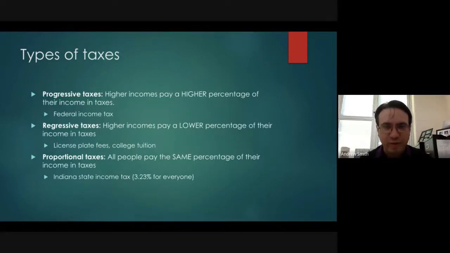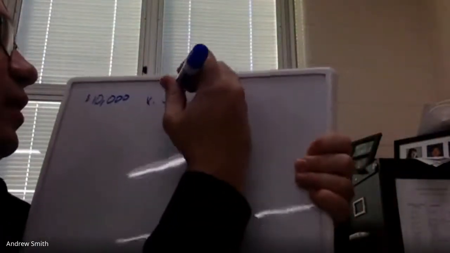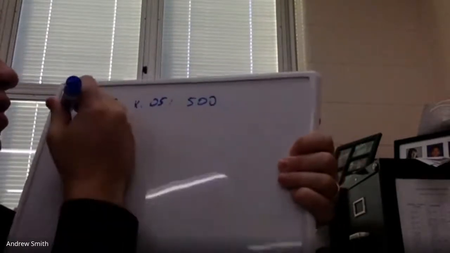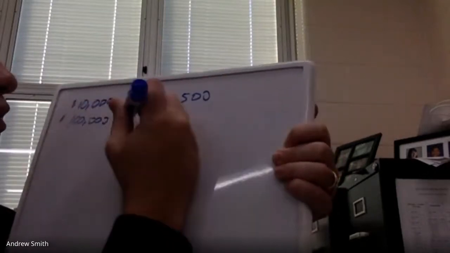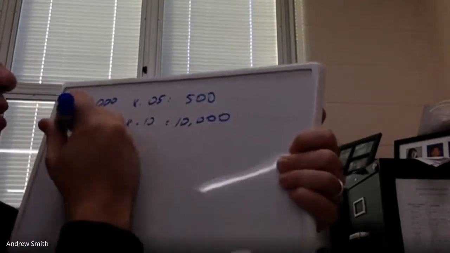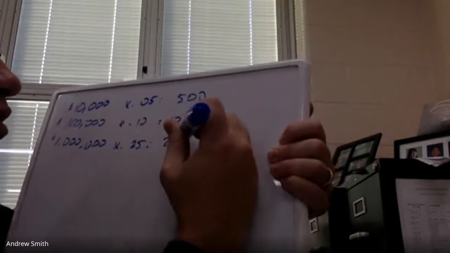And I'll give you a very simplified version of this, okay? Let's say we have somebody who makes $10,000, okay? Let's say we charge them 5%, so they would pay $500 in that tax. Somebody who makes $100,000, let's charge them, say, 10%. So they would pay $10,000, okay? Somebody who makes $1 million, okay? Let's charge them 25%. So they pay $250,000, okay?